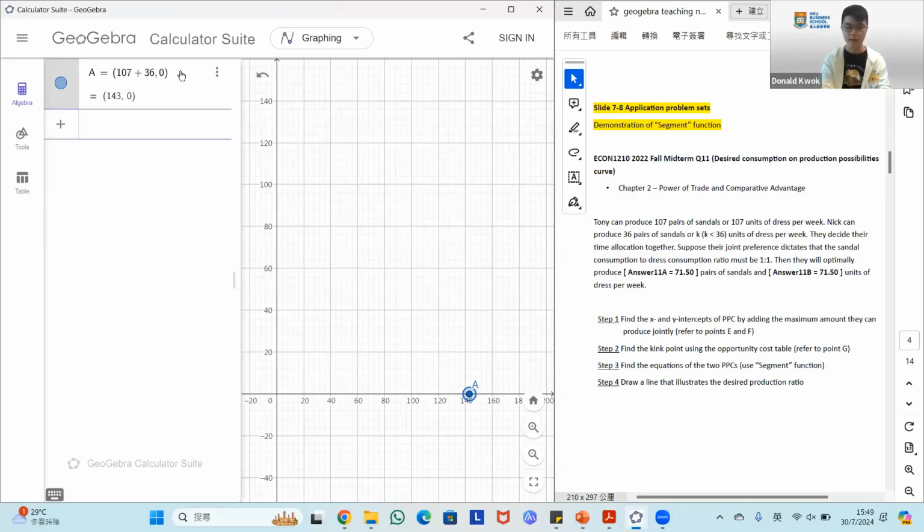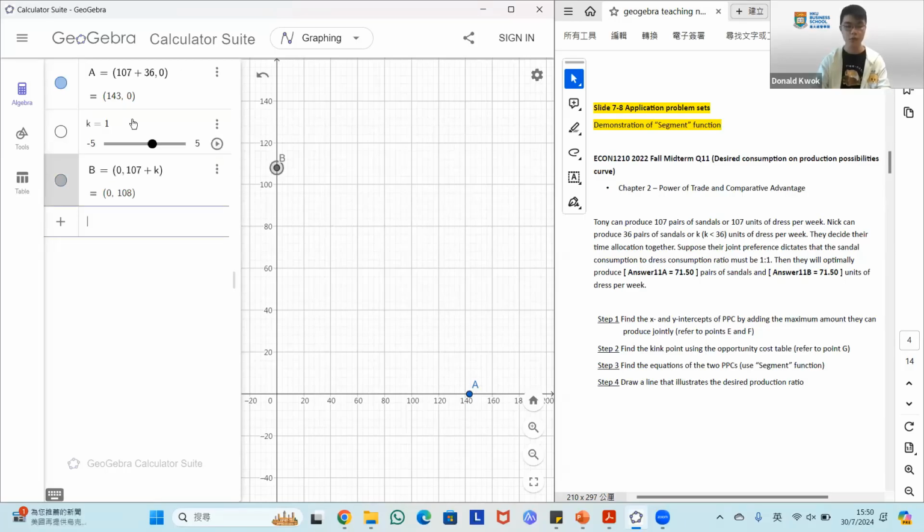On the other hand, the y-intercept of their joint PPC means that if they only produce dresses, what will be the total amount of dresses that can be produced? So the y-intercept would be 107 plus k. By the way, no worries, you can just directly type the unknown k in GeoGebra. At the end, you will realize that the value of k doesn't affect the result anyway, as long as the value of k is smaller than 36. So this is step 1.